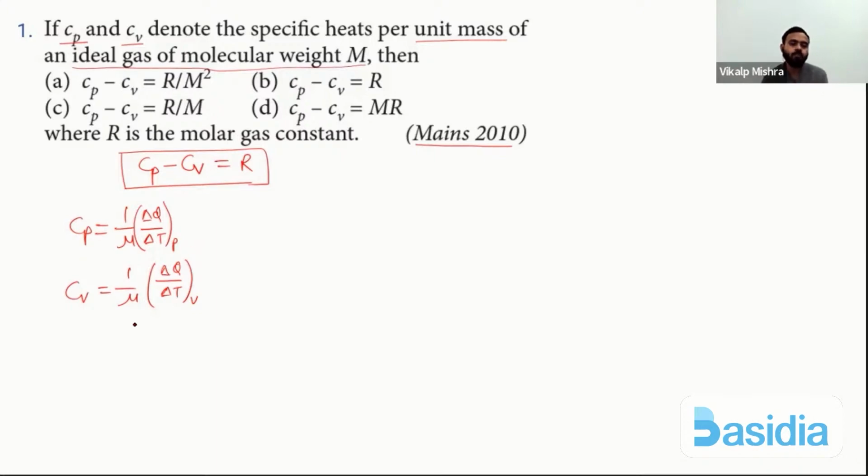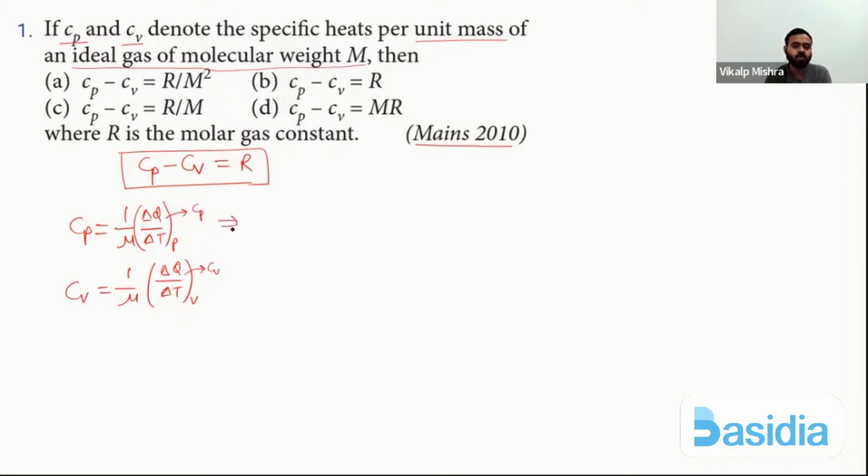Now, if you will see, this delta Q by delta T is what? Delta Q by delta T is simply specific heat, not molar specific heat, only specific. We can say it is like heat capacity. So we are denoting this dQ by dT as small Cp, and this dQ by dT here as small Cv.